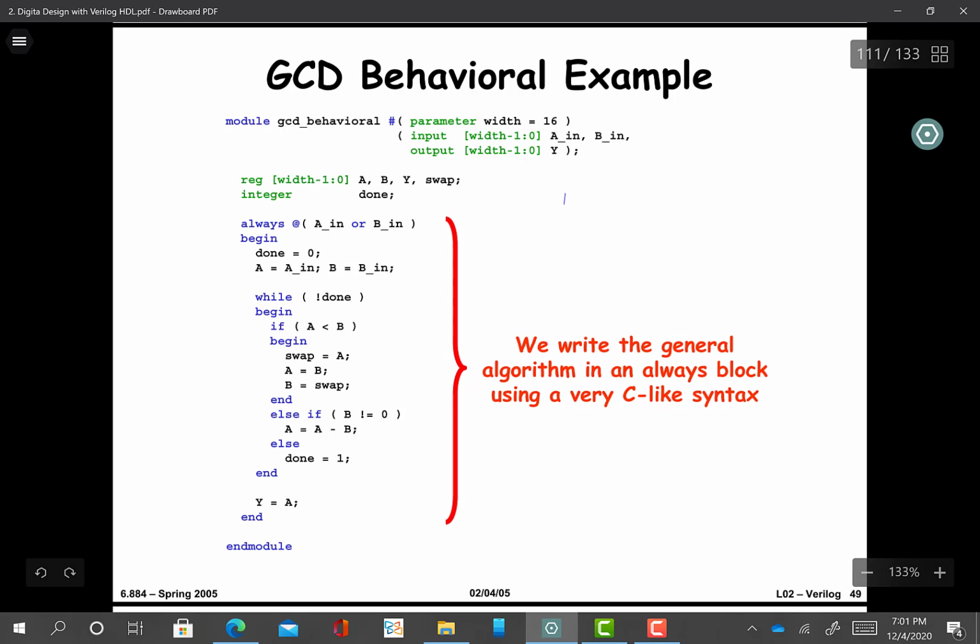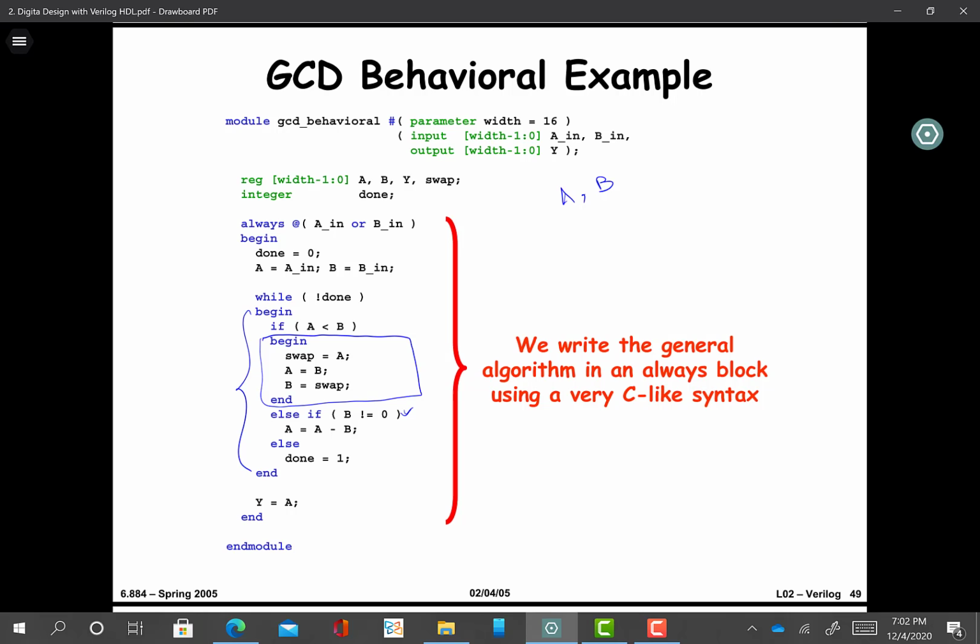Okay, but let's see what the algorithm is. If we have two numbers, a and b, and we want to find the GCD, the algorithm says that if a is less than b, we swap a and b. Else we check if b is not equal to 0. If b is greater than 0, we say a is equal to a minus b. Else if b is equal to 0, then we are done and the algorithm finishes. So this is the whole loop. You can try this algorithm. You can take two numbers and apply it. Whenever a is less than b, you swap, then you subtract, a is equal to a minus b. If b is not equal to 0, you continue.